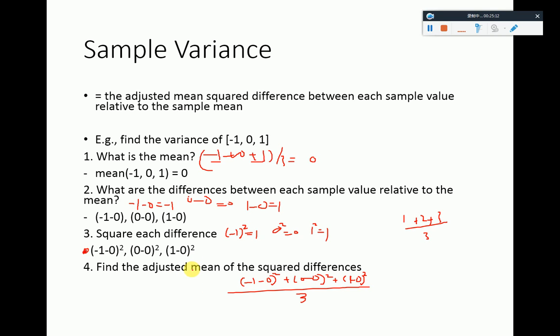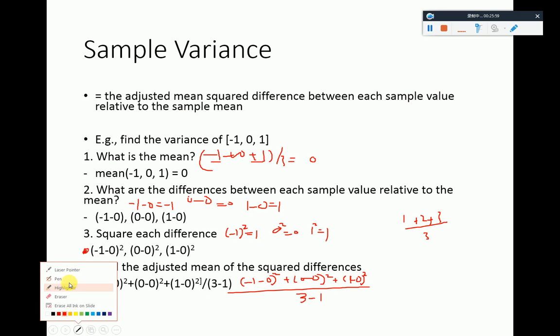So now we have the mean of the squared differences. But what about this adjusted? What we are going to adjust is the denominator. It turns out that we always subtract 1 from the sample size. The sample size here is 3, so we adjust the denominator by subtracting 1 from the sample size. That will be 3 minus 1. So here is the adjusted mean of the squared differences, and this will give us the sample variance.